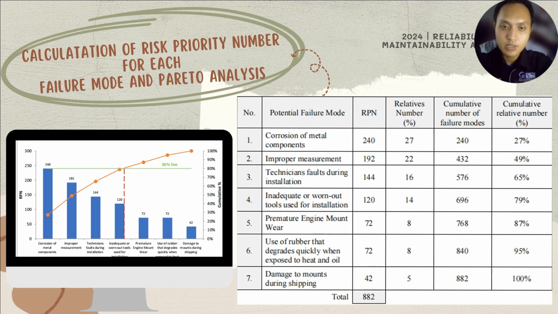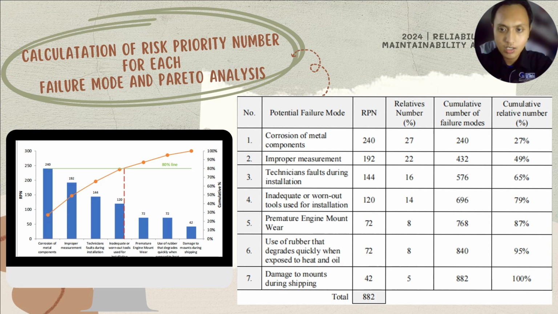The second is improper measurement, then technician fault, then worn out tools, premature engine mount wear, use of rubber that degrades quickly, and lastly damage to the mount during shipping. The highest RPN level is 240 and the lowest is 42. The total of the RPN is 882. And we do relative numbers, the cumulative number of failure modes, and the cumulative relative numbers. So based on all of these data, we create a simple Pareto analysis.